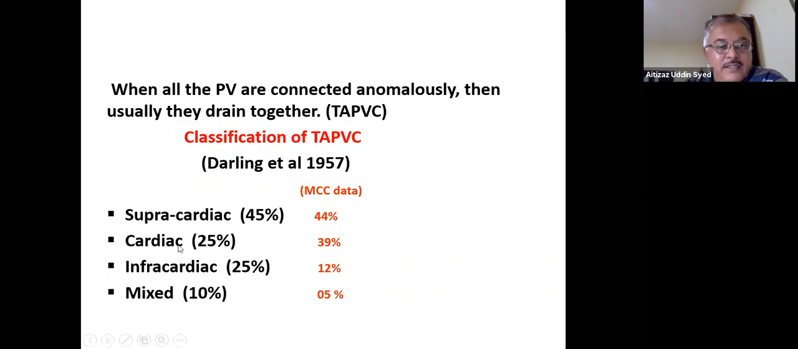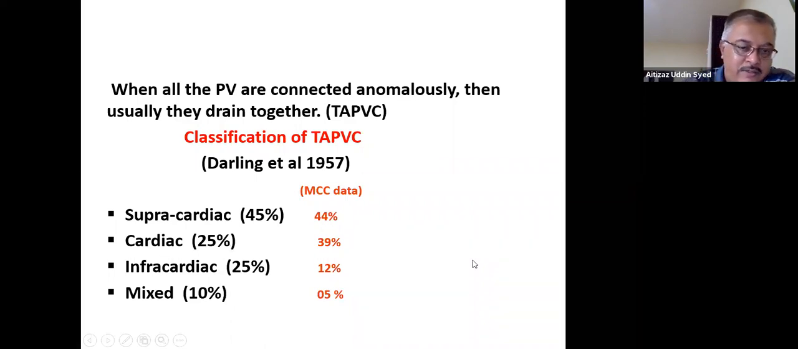It's easy to remember that in the supracardiac type all veins join supracardiac, and the incidence is 45%. I put in red the MCC data because in our database the incidence seems a little bit different, not very much different except for the infracardiac ones. And the cardiac type, where all veins join together and drain into a cardiac structure, usually into the right side of the heart through the coronary sinus, is about 25%, and we see here in Medina about 39%.